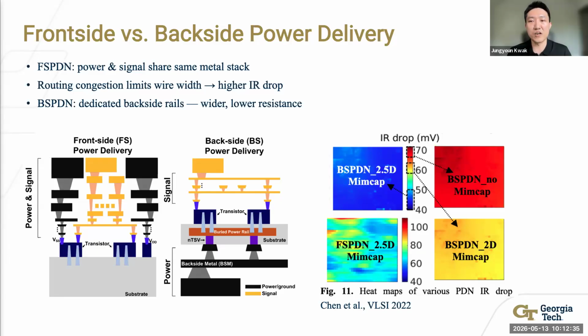The right figure shows the IR drop map comparing the front side power delivery network and the backside power delivery network from the 2022 VLSI conference. It shows the backside power delivery network with high density decoupling capacitor can significantly reduce the IR drop across the chip.